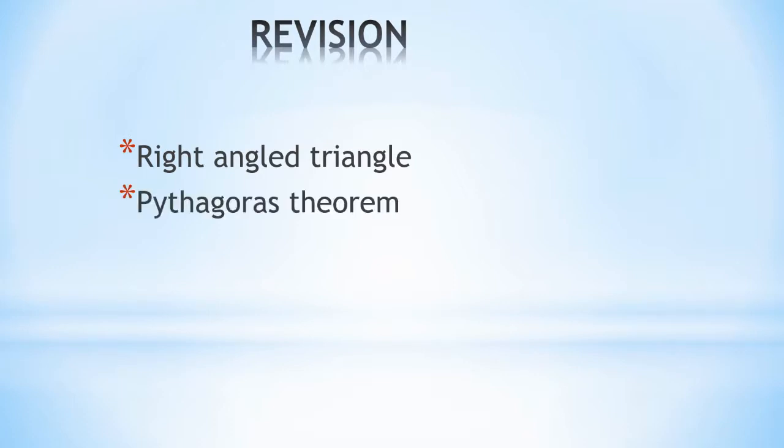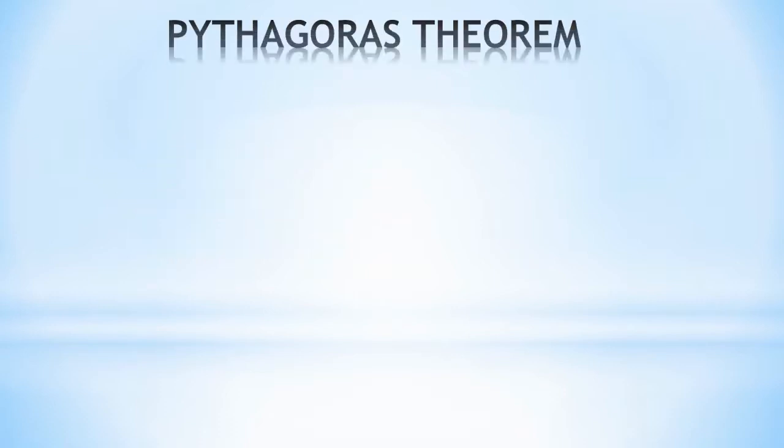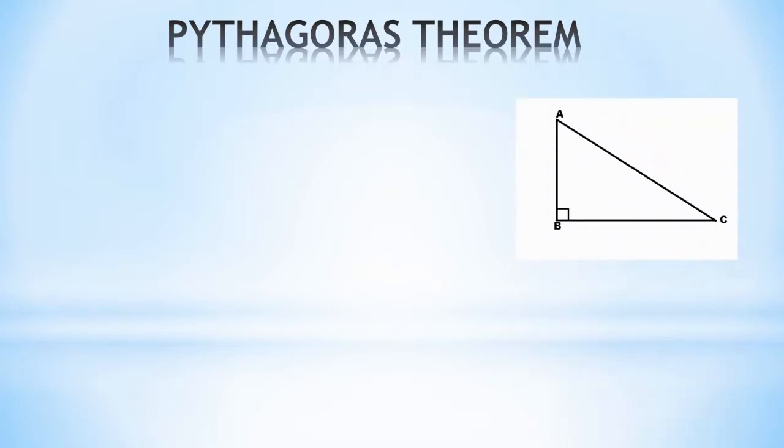Let us revise some basic things which we have studied in the previous classes, that is, right angle triangle, Pythagoras theorem, and similar triangles. First, let us study about Pythagoras theorem. Pythagoras theorem is based on the right angle triangle.